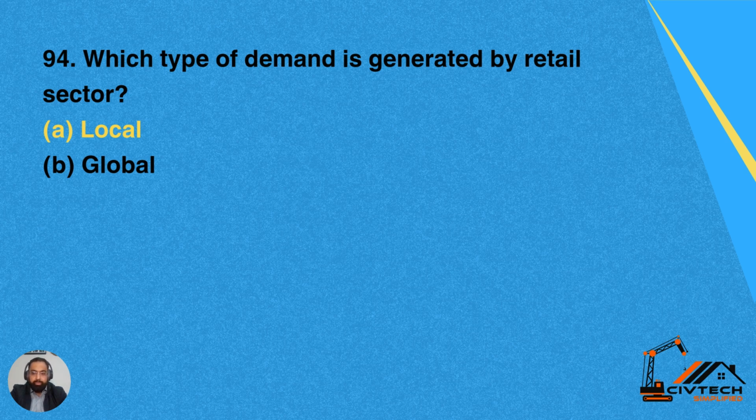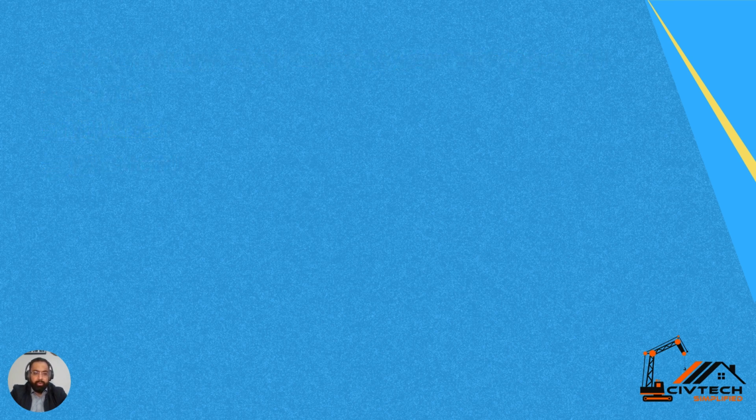94. Which type of demand is generated by retail sector? Option A, local. Option B, global. Which type of demand is generated by retail sector? Option A is the correct answer, which is local. Local demand is generated through retail sector.